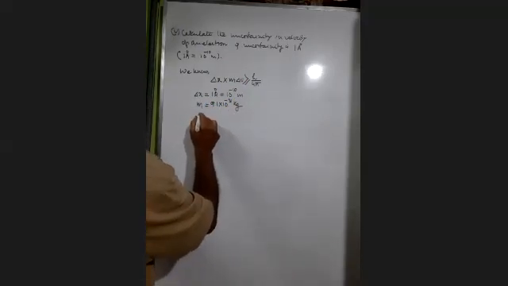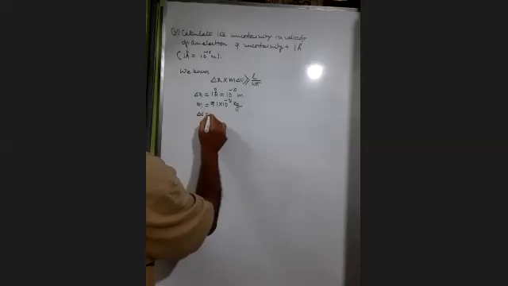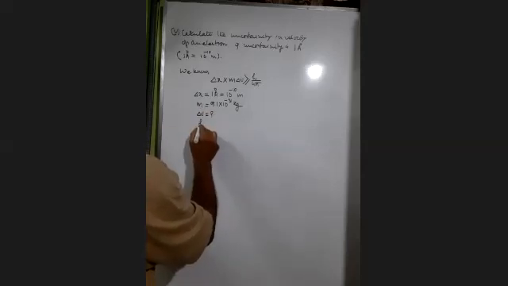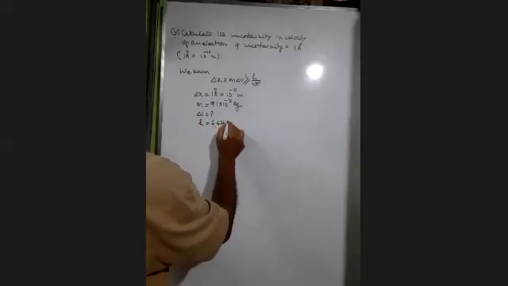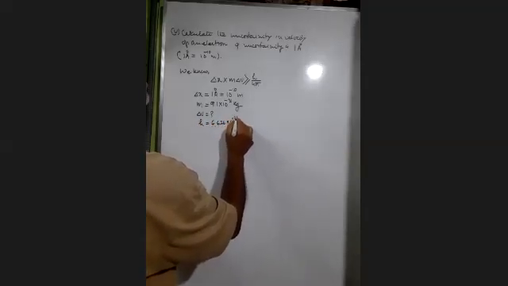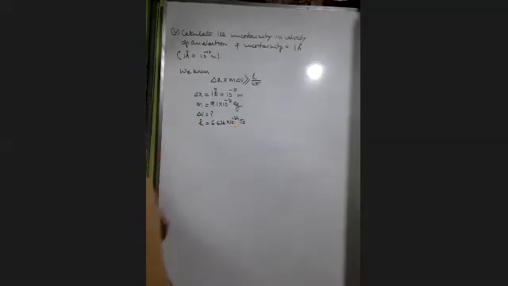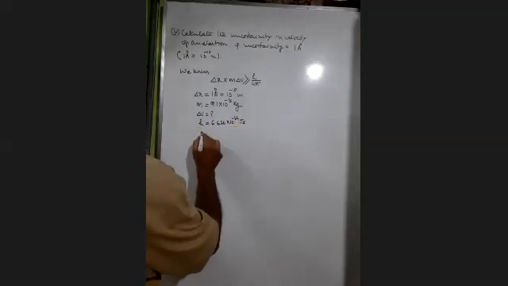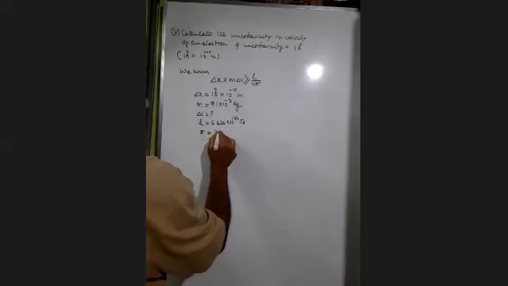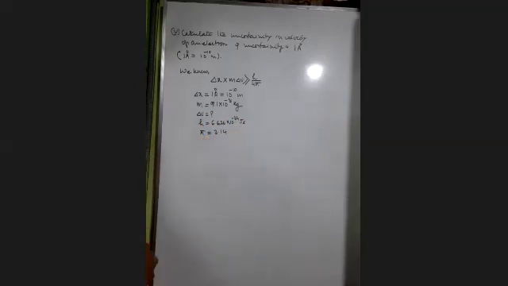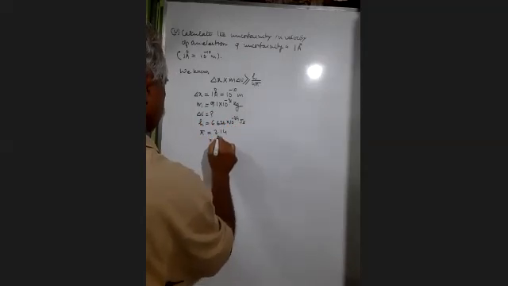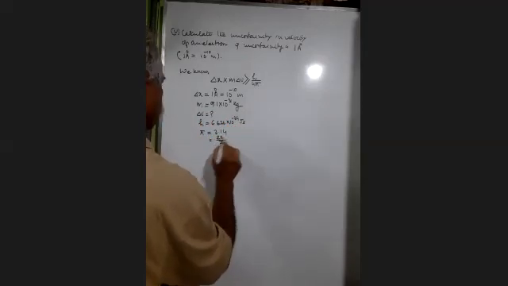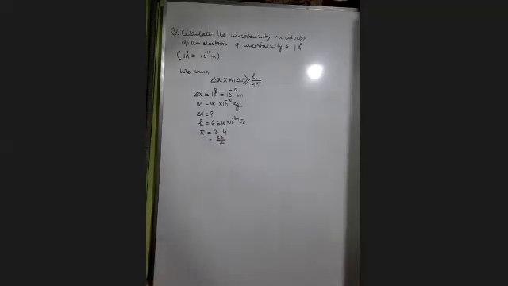Now you have to find out velocity. What is the value of h? 6.626 into 10 to the power minus 34 joule second. What is the value of pi? 3.14 or 22 by 7. Which one you want, you can use. Okay, so now find out delta V.